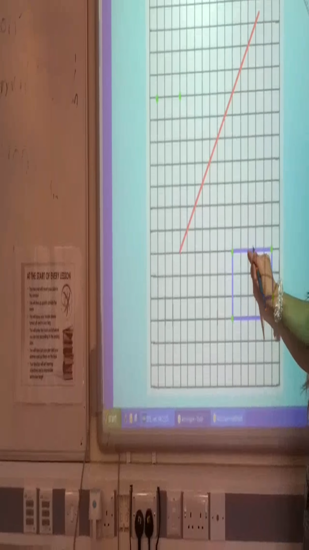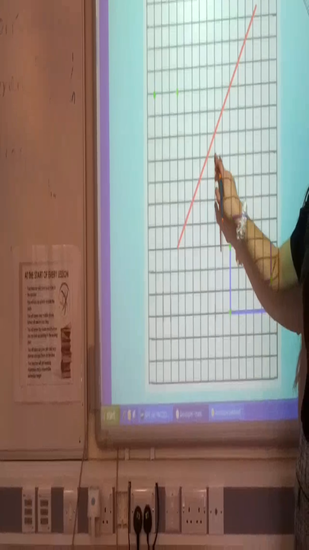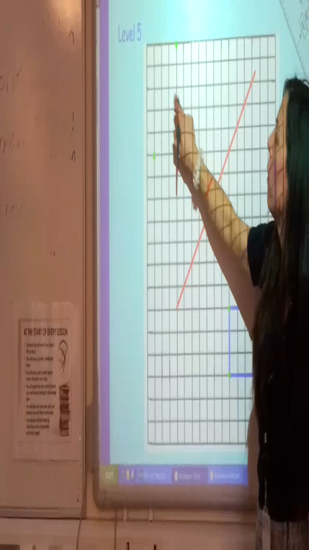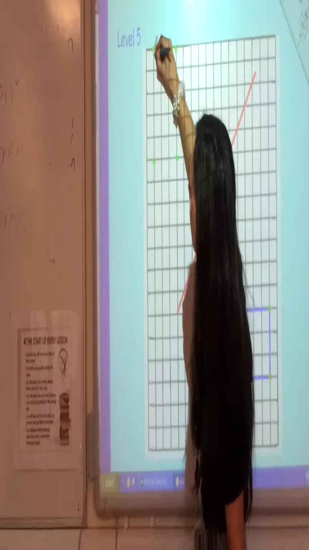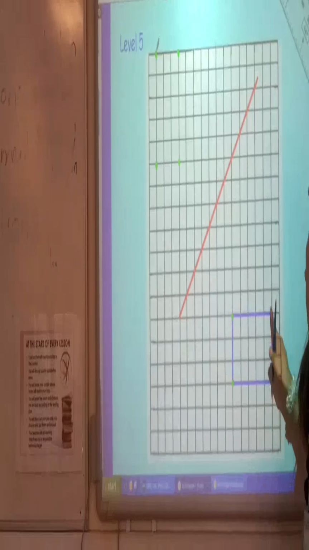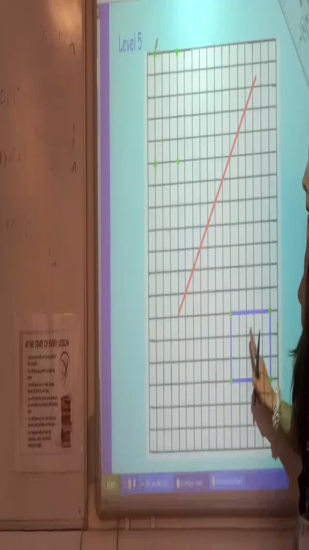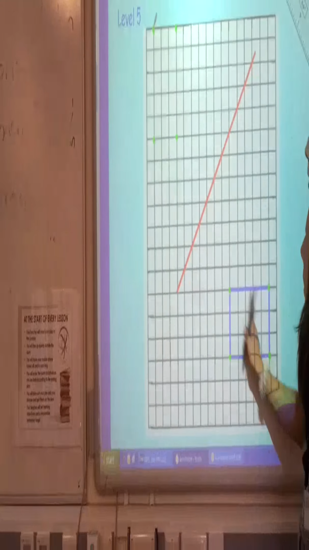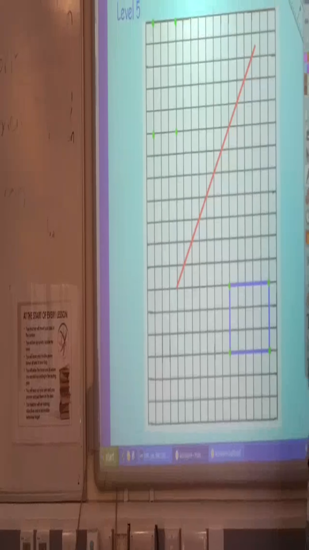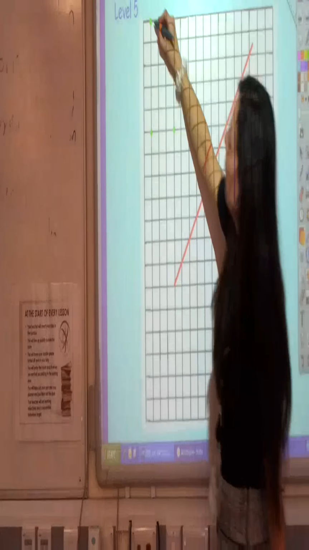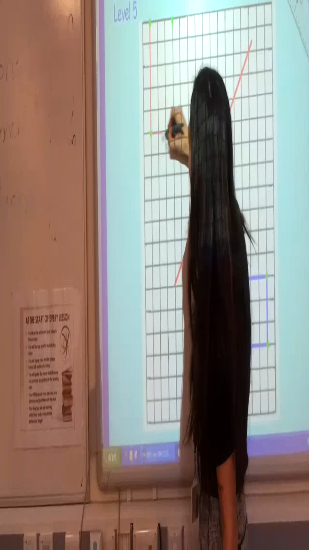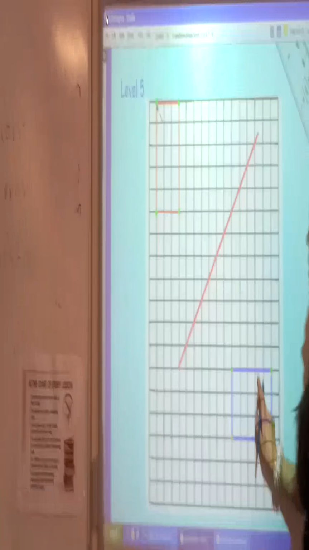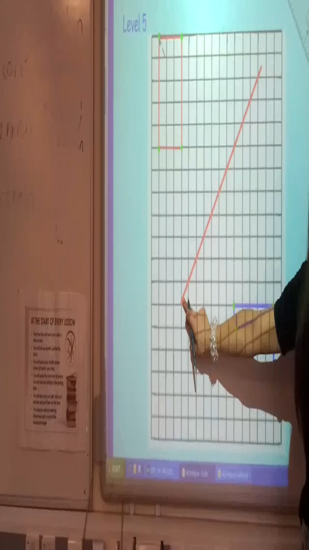1, 2, 3, 4, 5, 6, 7 and a half. Half. 1, 2, 3, 4, 5, 6, 7. And by taking each of the vertices in turn, you can be absolutely confident that this shape over here, the image, is a reflection of the object that you started with. All we need to do now is join it up. And there you have the image of that shape there with your line of reflection.